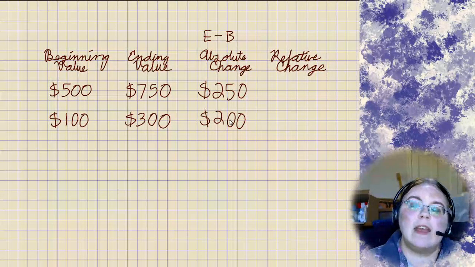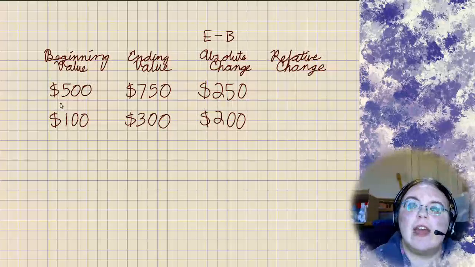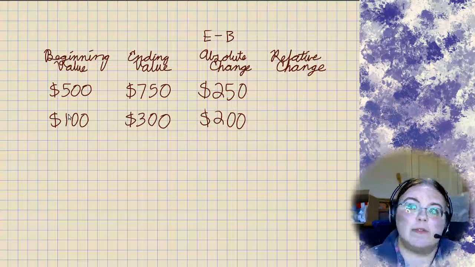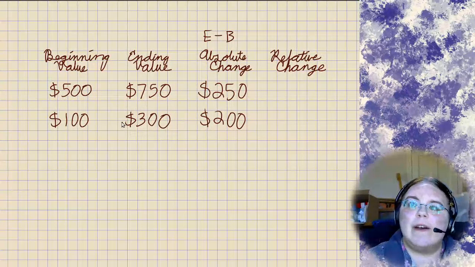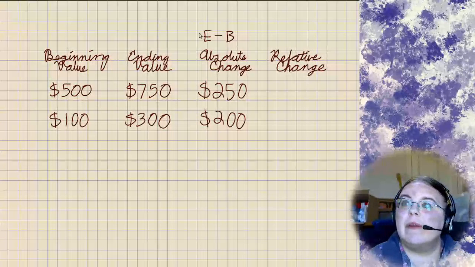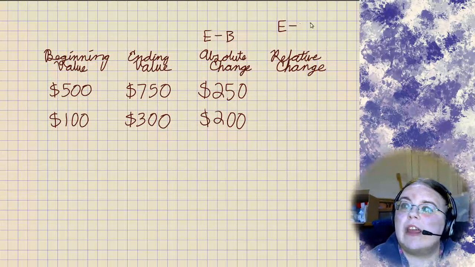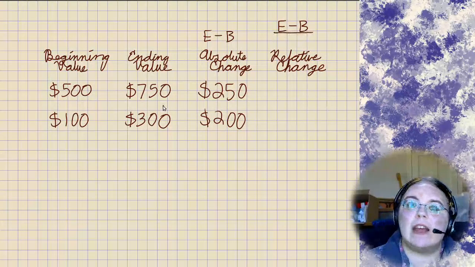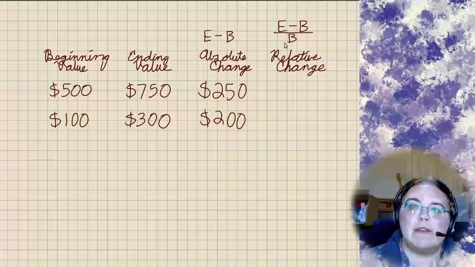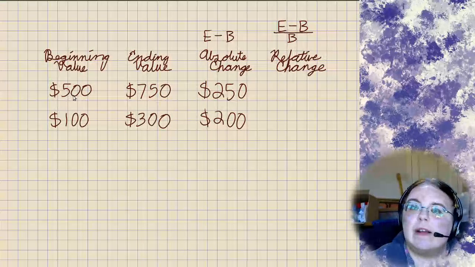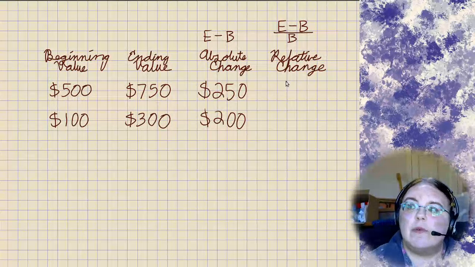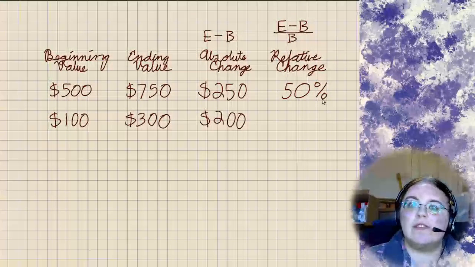On the other hand, you might notice that the first investor had to invest more money in the first place. If the second investor had invested $500, they would own more than $300 worth of the company now because it would have grown. Here's how we can compare that. We can take their absolute change, ending minus beginning, and divide that by the beginning value of their investment. So we can take that $250 and divide by $500. A calculator tells us that that's 0.5. These are often expressed in percents, so that is a relative change of 50%.